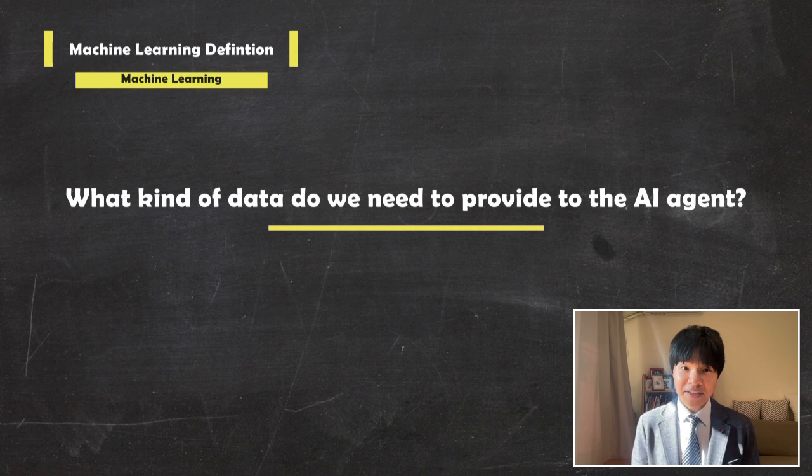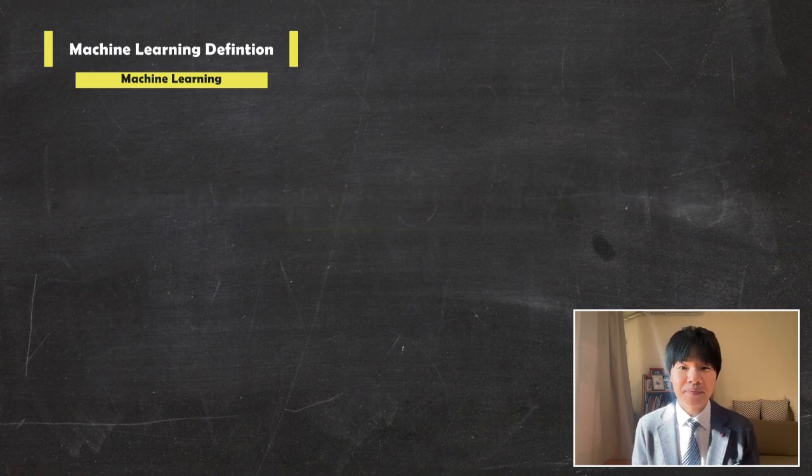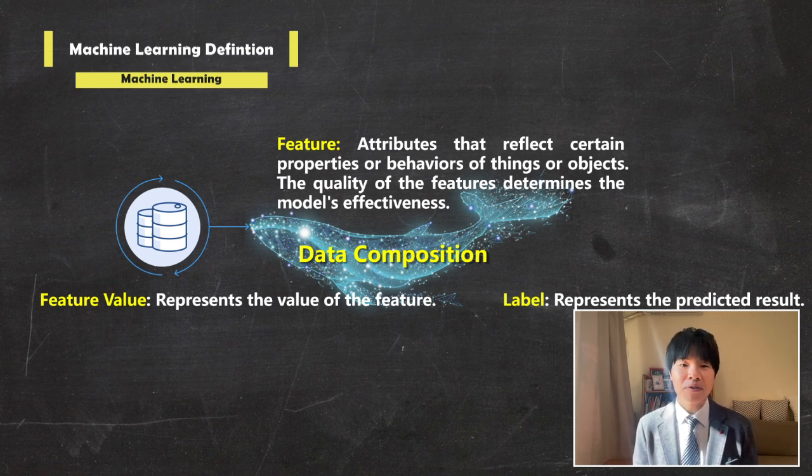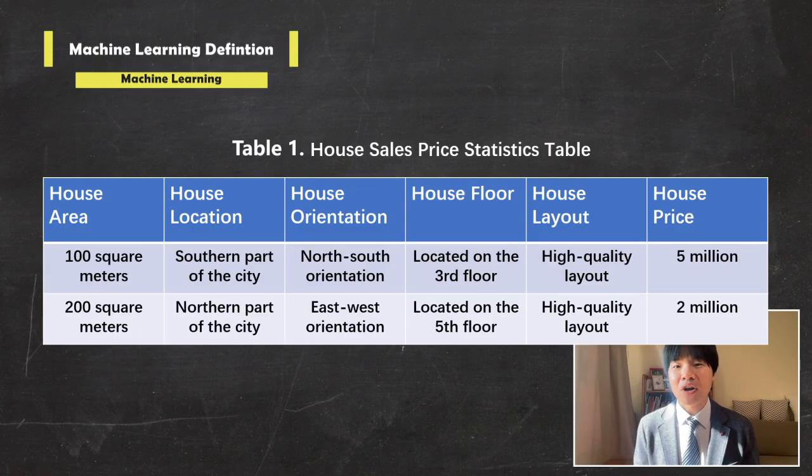So, let's think, what kind of data needs to be provided to agents? Let's take a look. The data used in machine learning consists of three parts: features, feature values, and labels. Let's understand the composition of data through a table. How many data entries are there in this table? Obviously, there are two. First, let's think what the features of the data are.